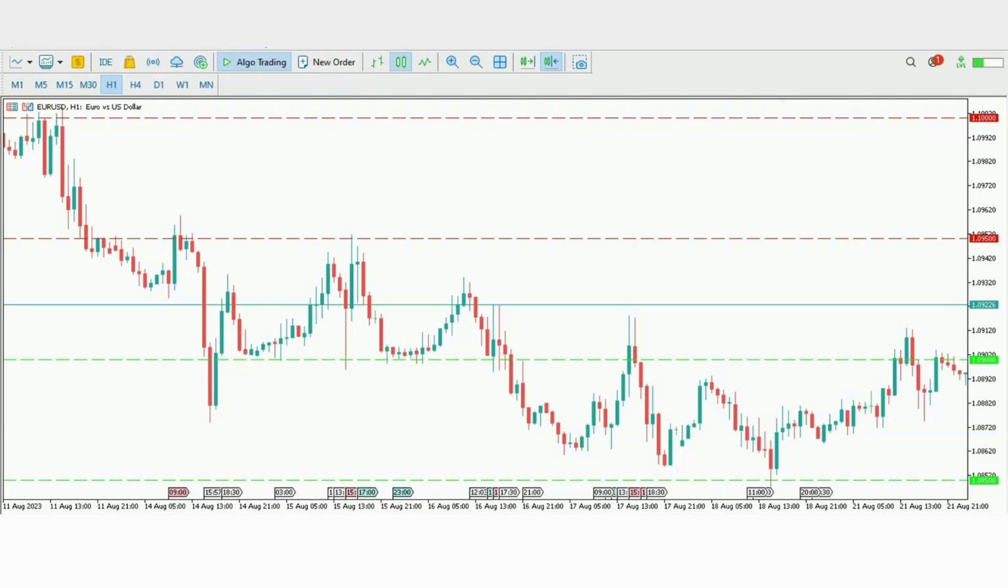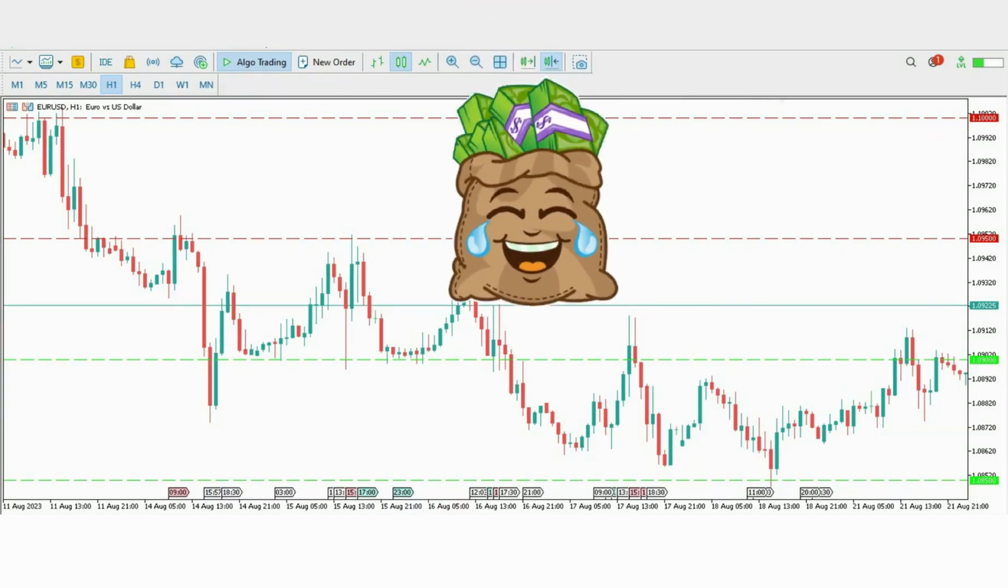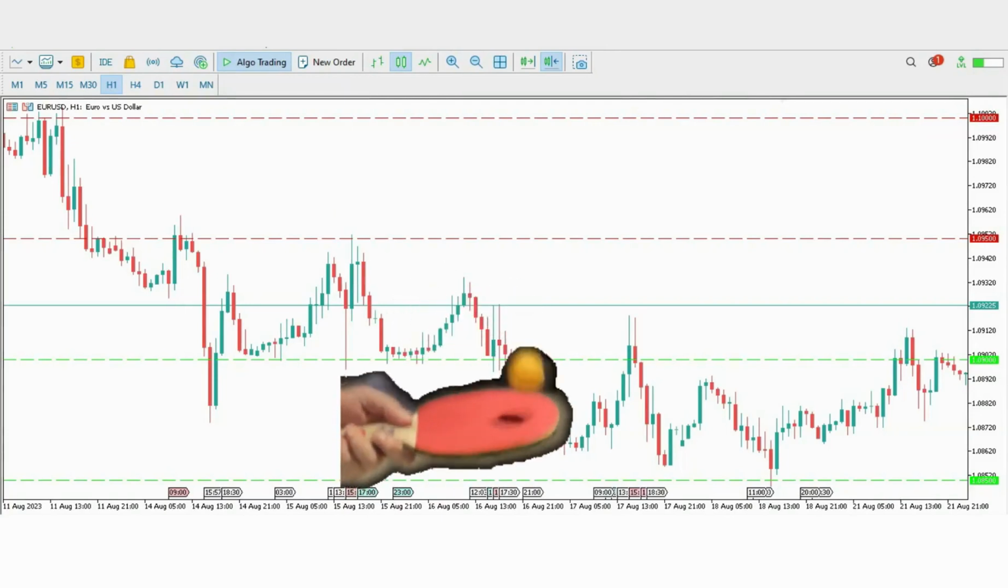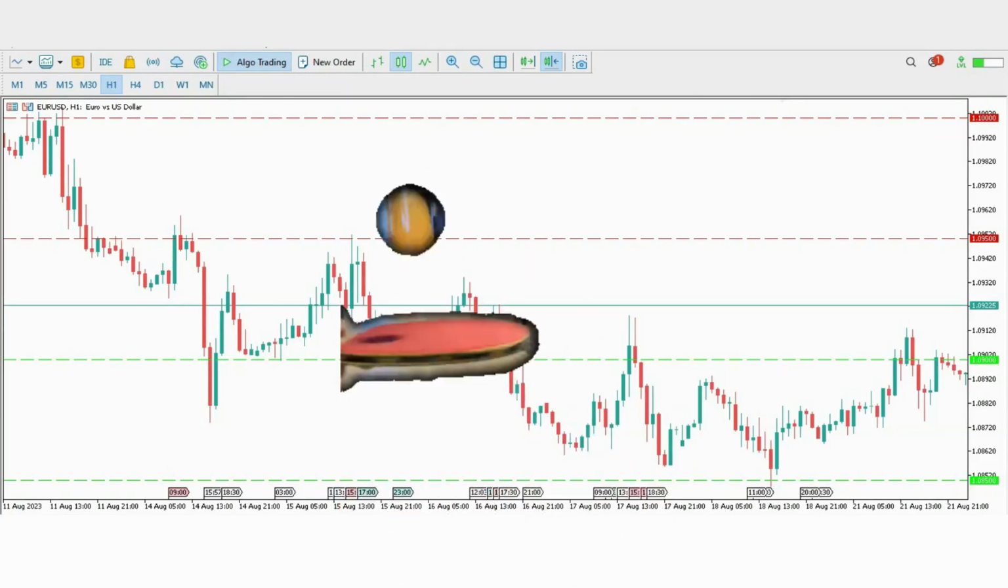Now, this strategy works best during a consolidation. A consolidation is when price is not trending, it's merely bouncing from one level to the next. So think of it like ping pong. Price keeps bouncing between different areas of the market for an extended period of time.